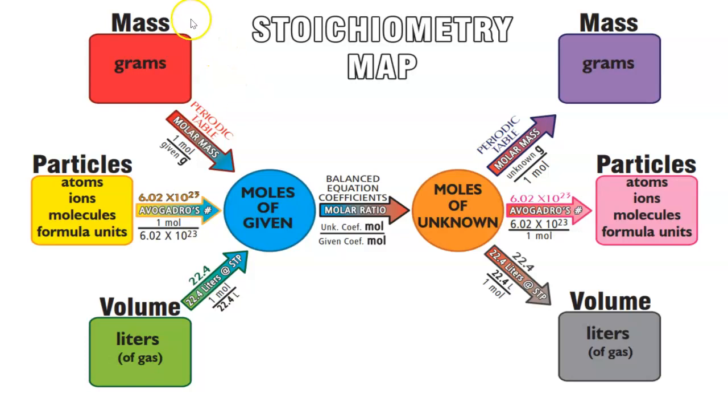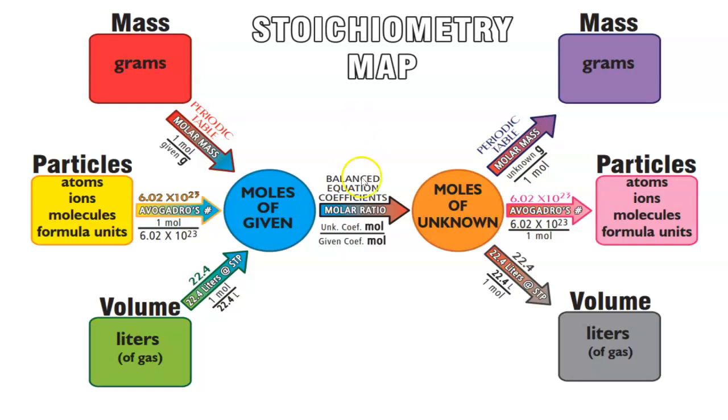For example, here in the corner, to go from grams to moles, we would have to use molar mass from the periodic table. So it tells you that conversion factor. To go from moles of given to moles of unknown, you would need to use your molar ratio. So the boxes are the units, and the arrows are going to be your conversion factors.